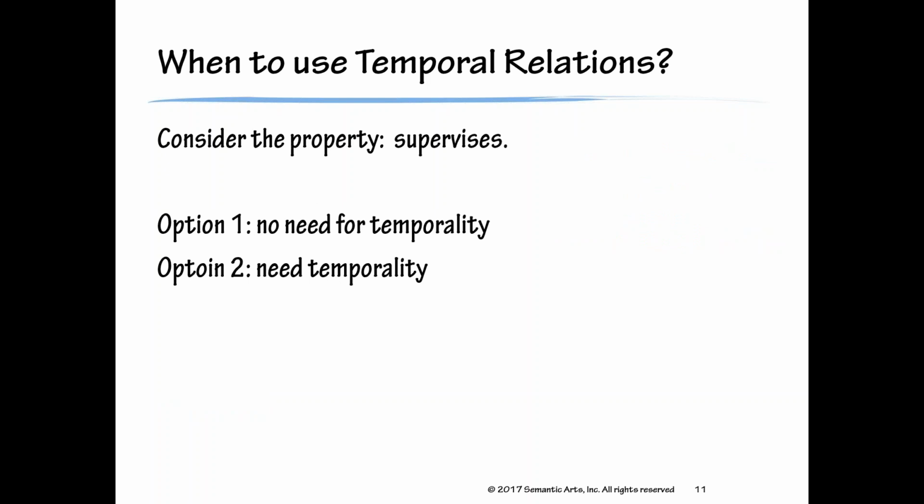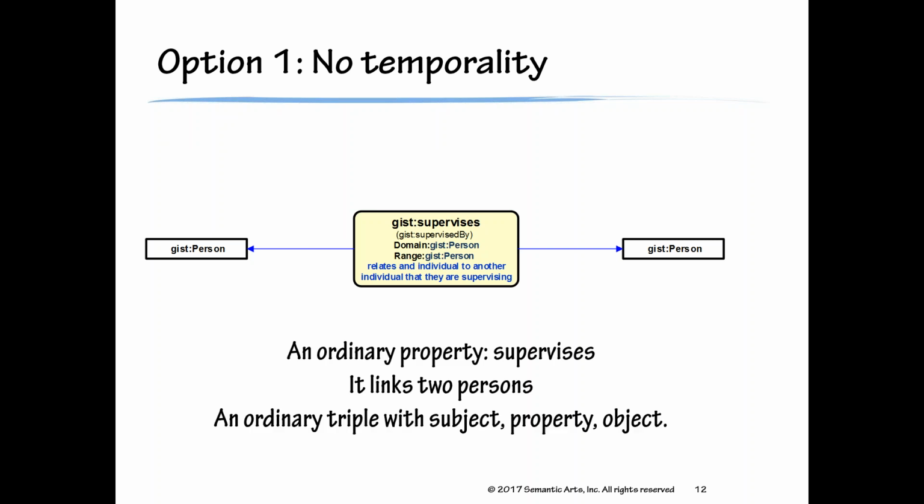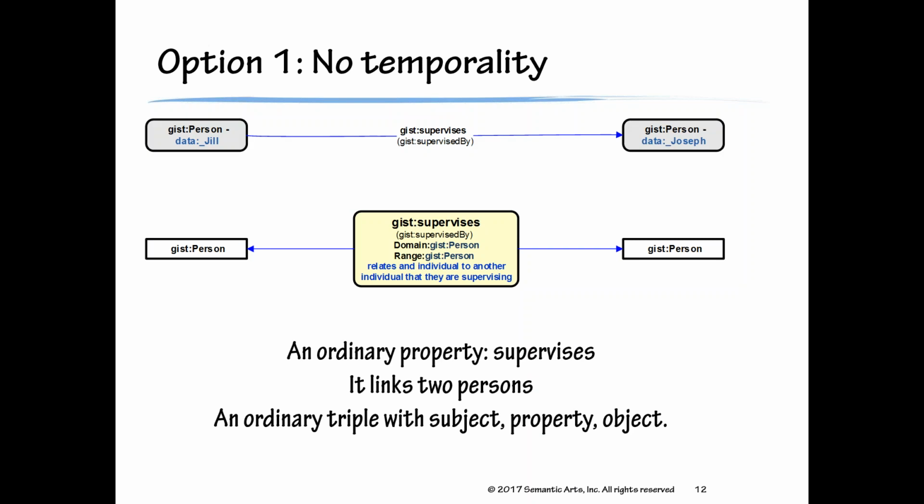Okay, so let's consider then when to use temporal relations, when you might need them, when you might not, and what it actually looks like. So we'll look at two different options, the simple case, when you don't have temporality, and then when you do. So the simple case, you don't need temporality. Simple relationship supervises. So the domain and range are both people. It relates one individual to another individual that they are supervising. Pretty straightforward. Links to people, ordinary triple with subject, property, object. You just say person, Jill, supervises Joseph.